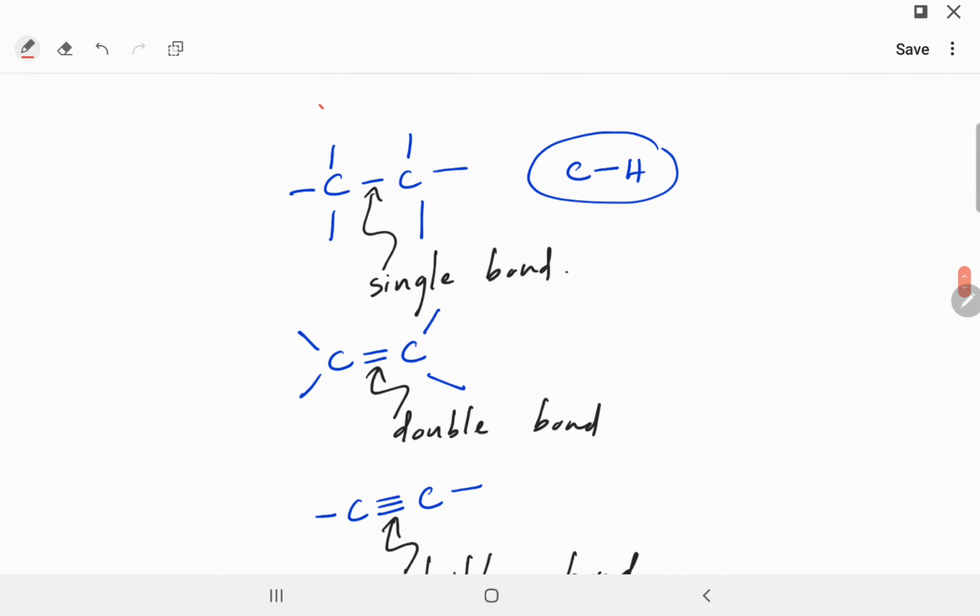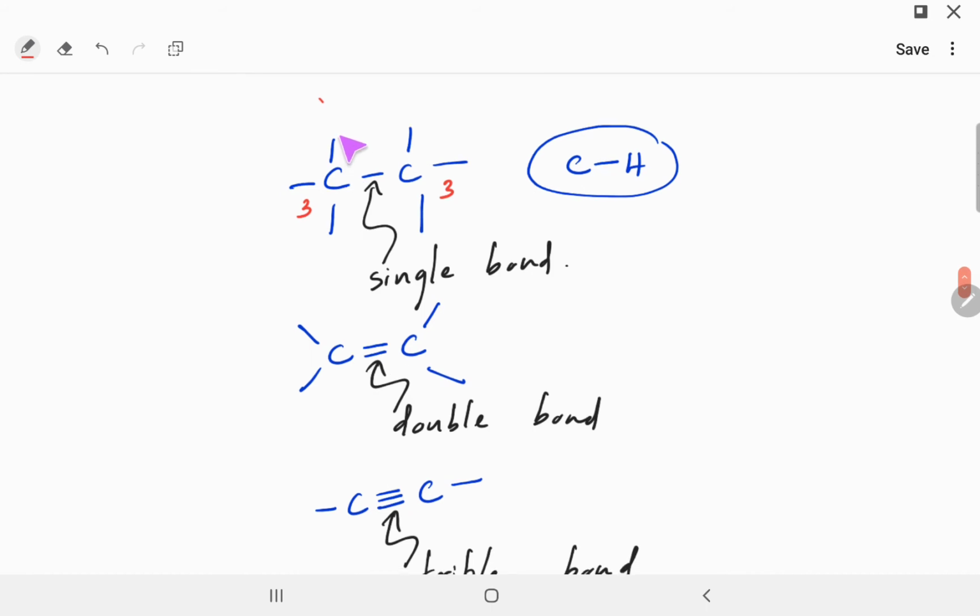Okay, so if you are making a single bond between these two carbon atoms, each carbon needs 4 bonds. But you're only making a single bond, so each carbon is going to need 3 other bonds, right? So here are the 3 other bonds. 1, 2, 3. 1, 2, 3.